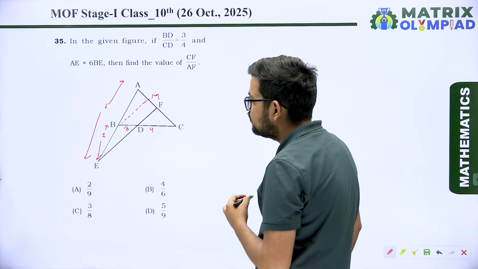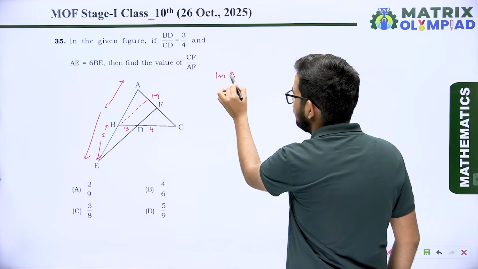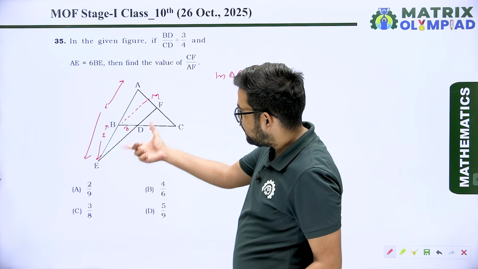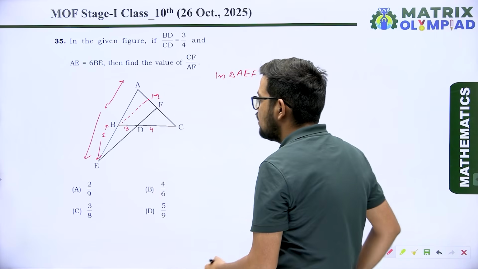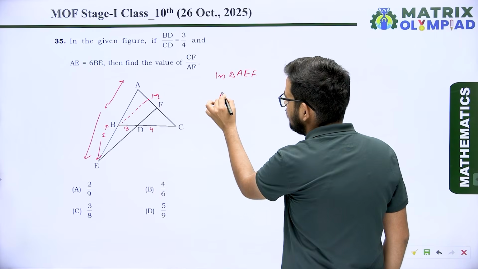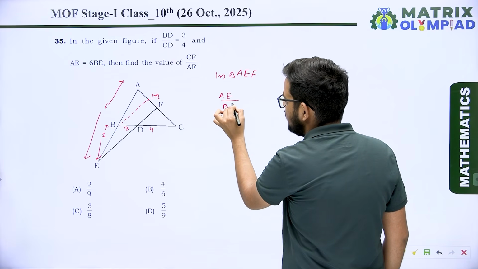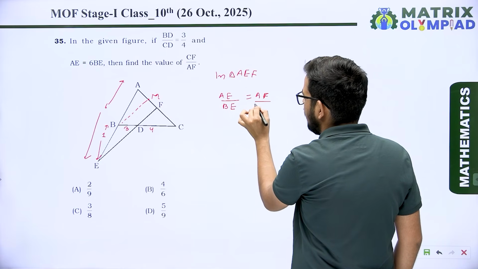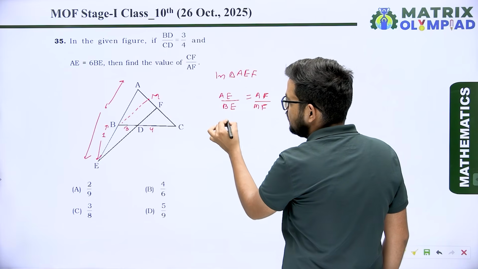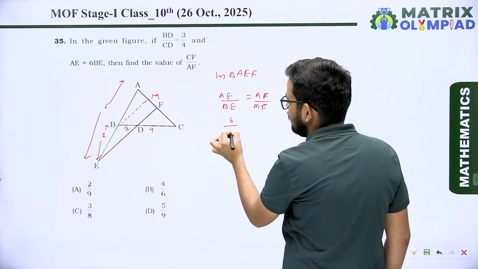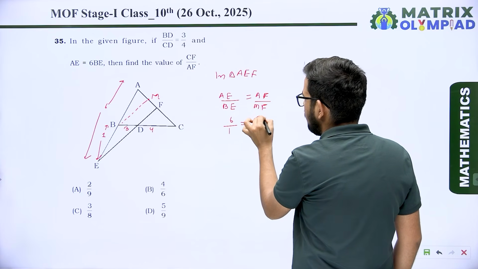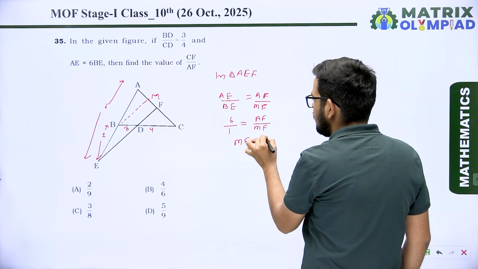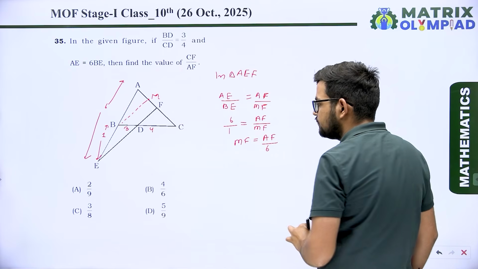Okay. So in triangle AEF, BM parallel to EF. So the ratio of AE upon BE equals AF upon MF. So AE 6 upon 1 equals AF upon MF. So the value of MF will be AF upon 6.